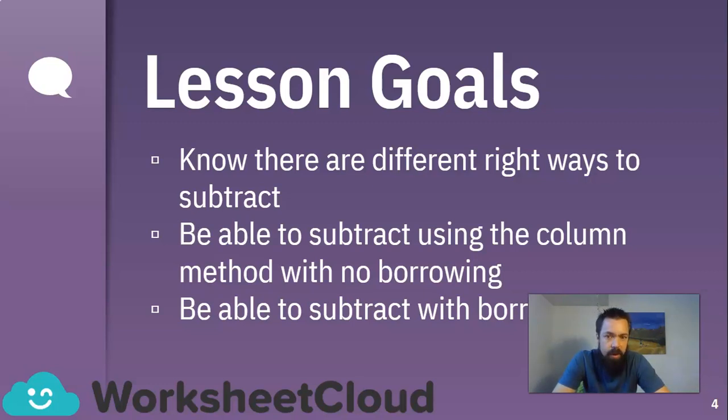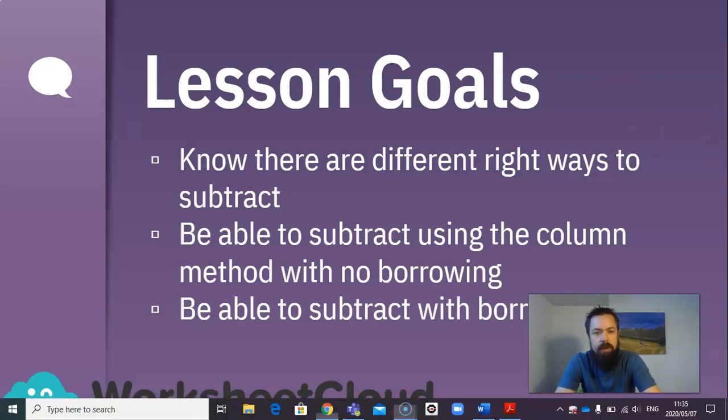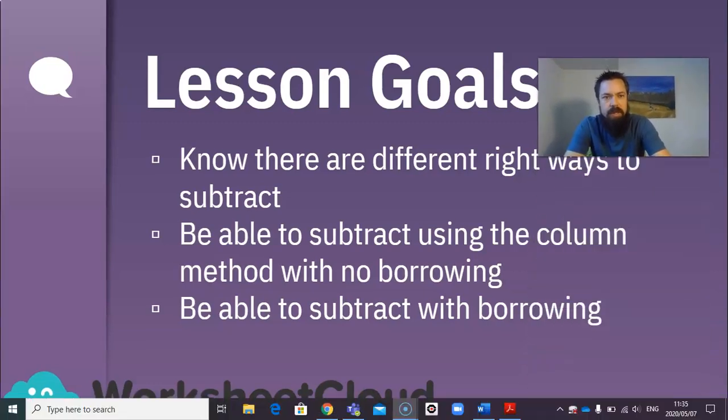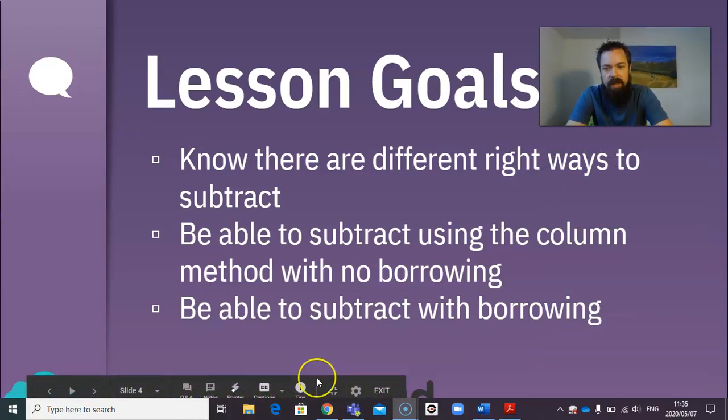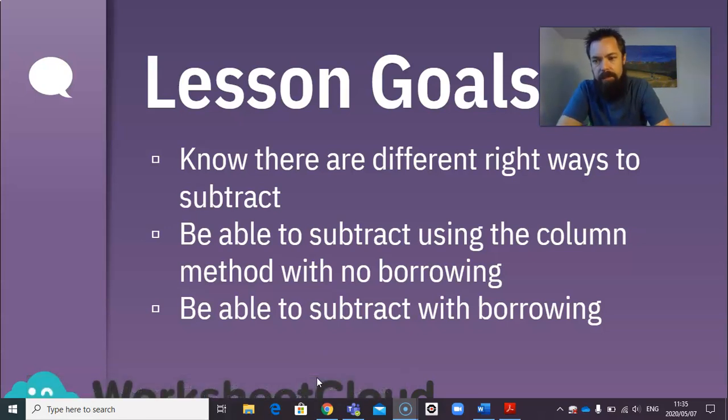I'm going to focus on the column method, which is the one we did with addition, but this time with subtraction. And hopefully by the end of this lesson, you'll be able to use this subtraction method, first of all when we don't borrow, and second of all when we do borrow. The borrowing thing will make more sense once we get there, and you'll see it. So perhaps you've done it and you don't know it's called borrowing. Perhaps you do know it's called borrowing and you already know how to do it.